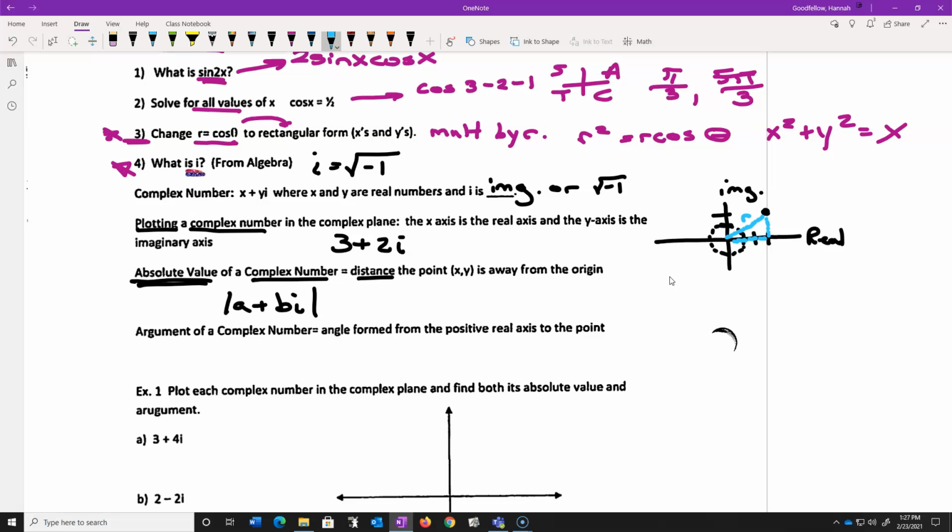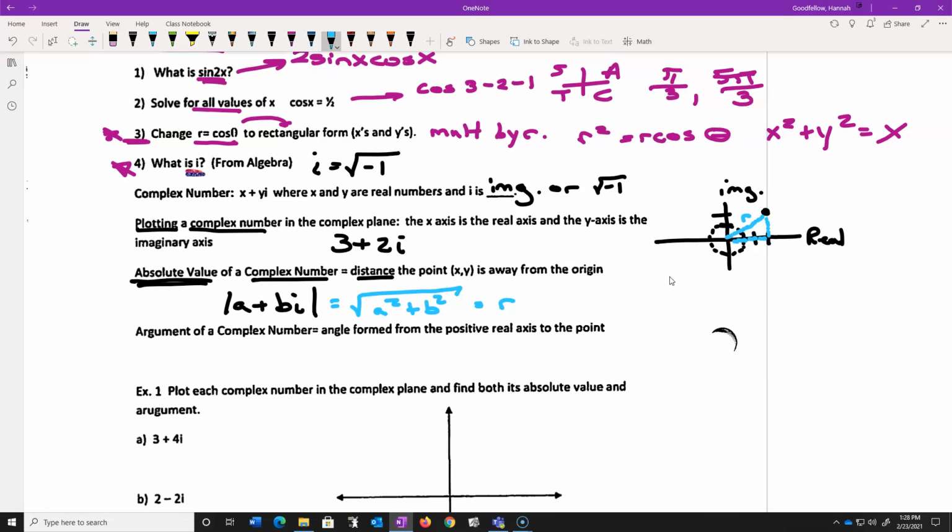So what we're really dealing with here is the distance to that particular point, and that distance would be measured by taking the Pythagorean theorem of a squared plus b squared, and technically this is r is what you're really finding. So when they ask you for the absolute value of a complex number, you're really finding the distance to that point, or the radius.